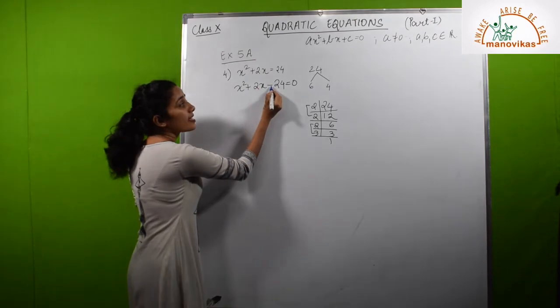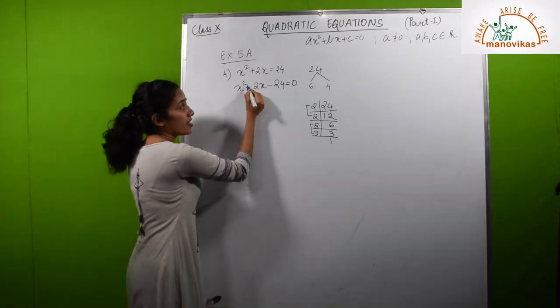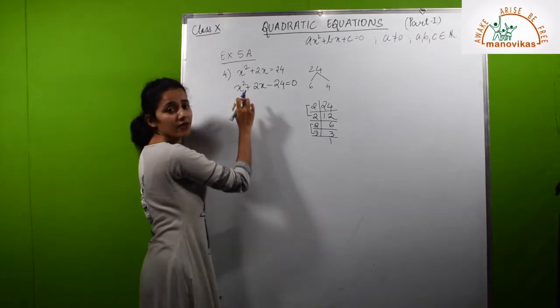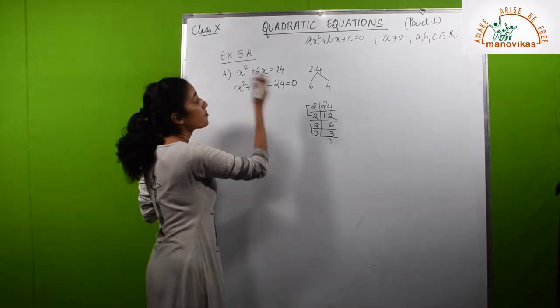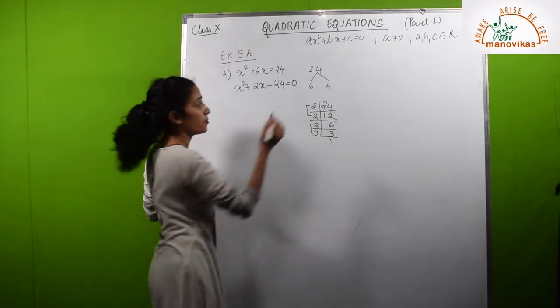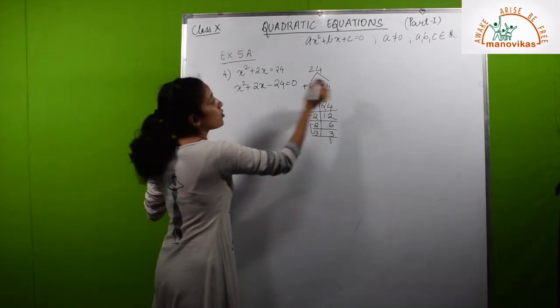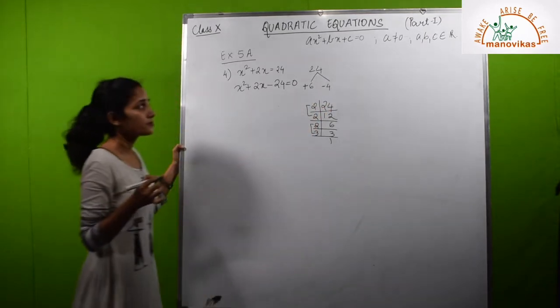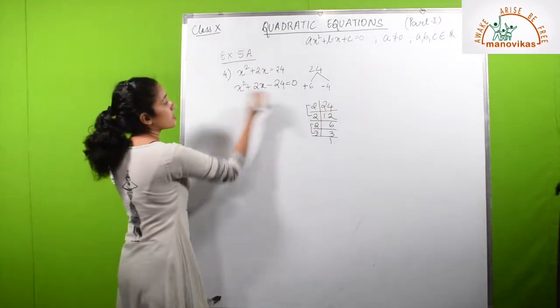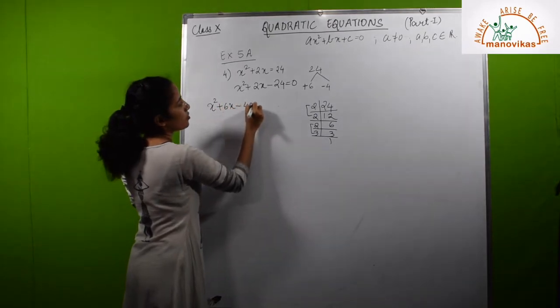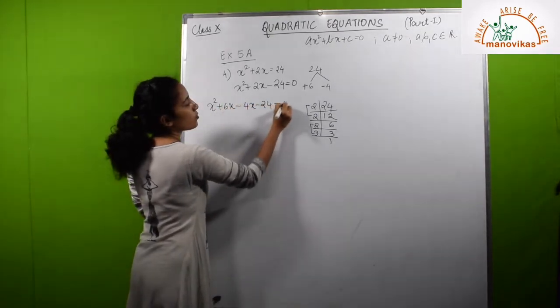Now if there is a negative sign here, this sign, that is the positive or the negative, will go to the greater factor, and the opposite sign goes to the smaller number. So here the greater factor is plus 6 and the smaller factor is negative 4. So substituting that, you have x square plus 6x minus 4x minus 24 equal to 0.